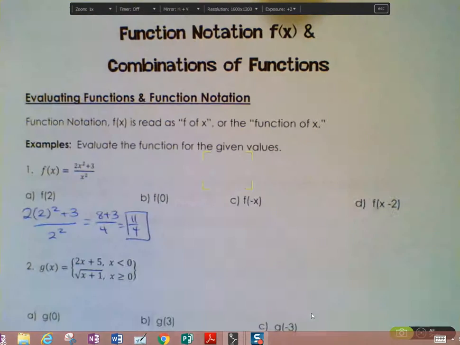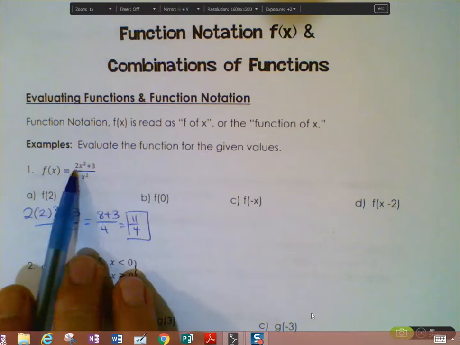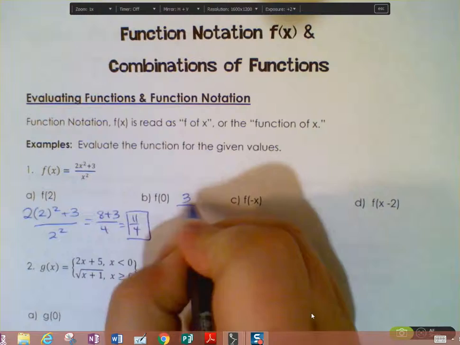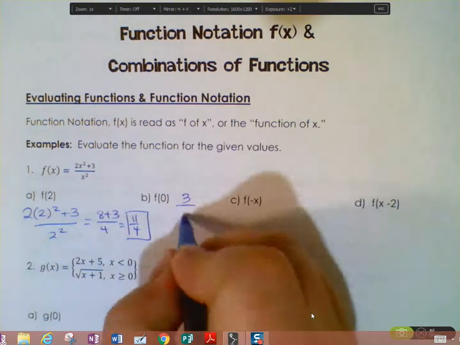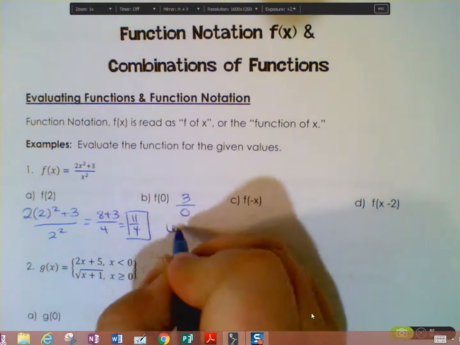On the second one, we want to evaluate when x is 0. I'm going to do this one in my head. When x is 0, this is whole 0, so I have 3 on the top. And I get 0 on the bottom. That should be ringing an alarm bell. We cannot divide by 0. It's undefined.